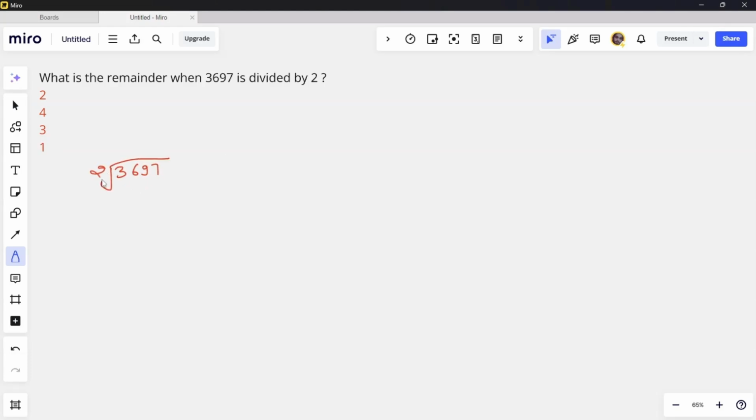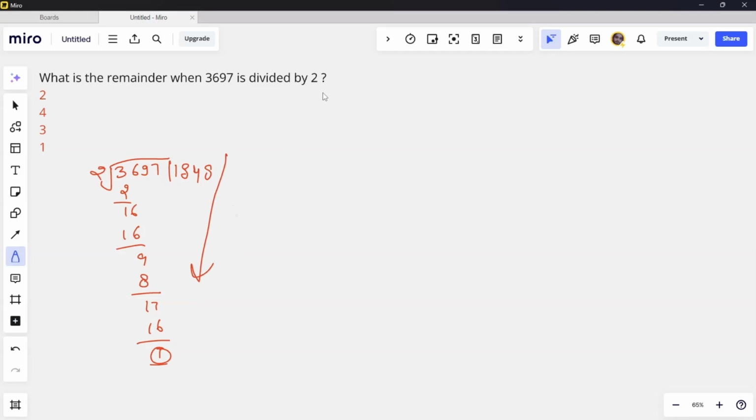3697 divided by 2: 2 1s are 2, it will become 1, and 16, 2 8s are 16, and it will be 9, 2 4s are 8, 9 minus 8 is 1, and 2 8s are 16. So as you can see, this is our remainder. But this is the conventional way and it is too long. It is very time consuming.